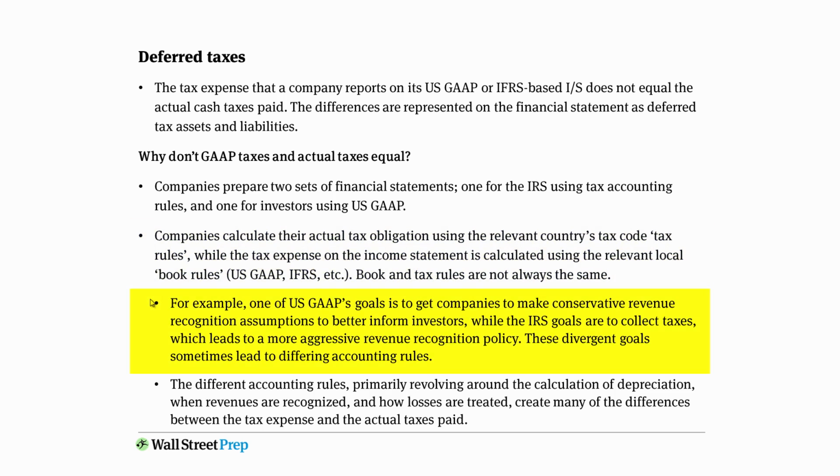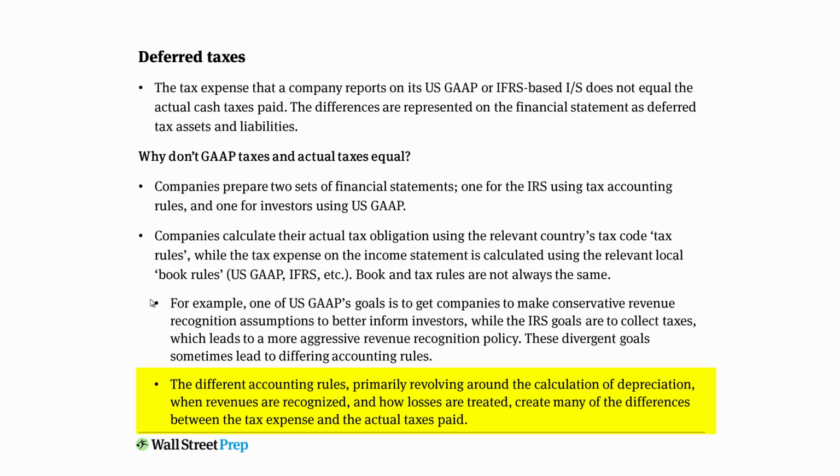So for example, one of US GAAP's goals is to get companies to make conservative revenue recognition assumptions to better inform investors. The IRS goals are different. The IRS goals are to collect taxes, and that leads to a more aggressive revenue recognition policy. And these divergent goals sometimes lead to different accounting rules. The different accounting rules primarily revolve around the recognition of revenue that we just talked about, but also the calculation of depreciation, how quickly assets are depreciated, and lastly, how losses are treated. These create many of the differences between the tax expense and the actual taxes paid.